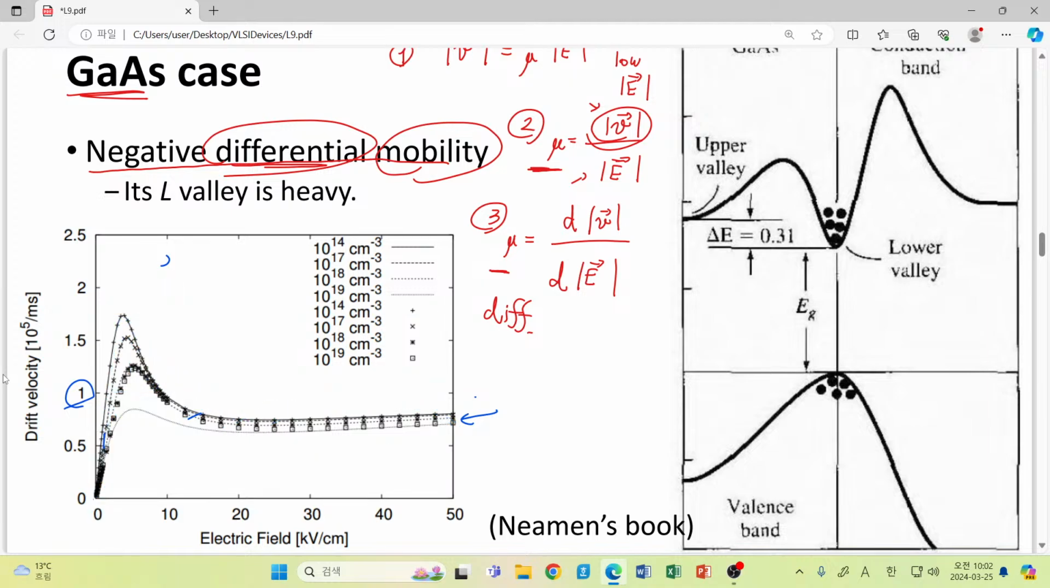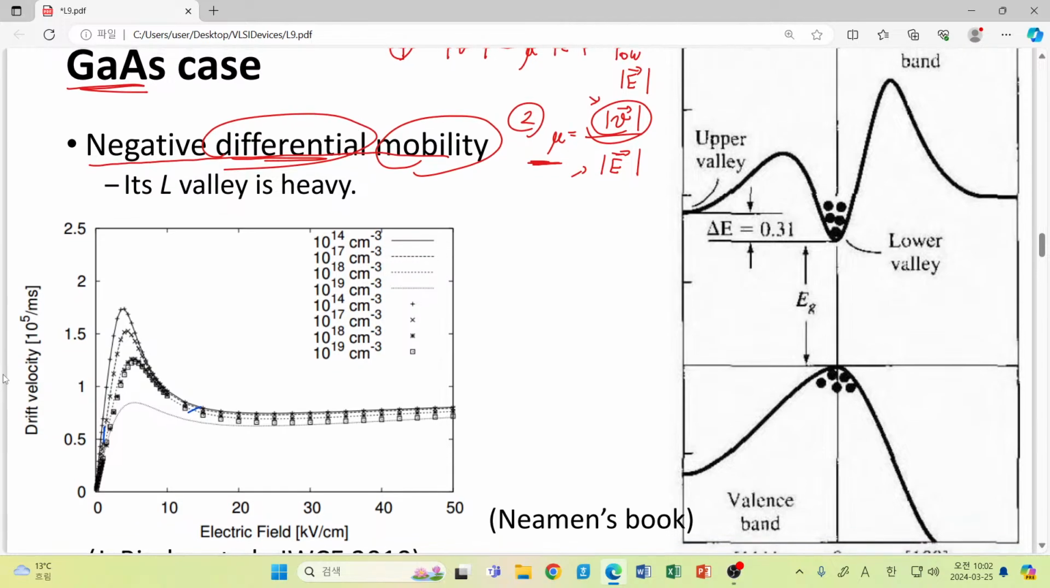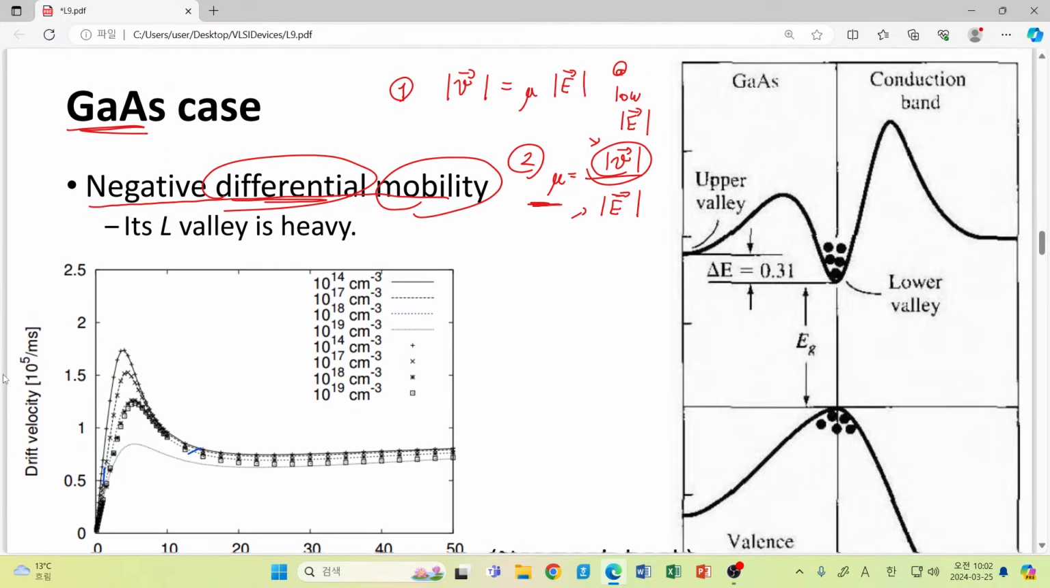This is quite interesting and not that easy to understand from our current discussion, and it can be understood by showing this band structure. And this is a band structure of our gallium arsenide material. Of course, this is the valence band, and this is the conduction band of gallium arsenide material. And where can you find the lowest energy level? You can find the lowest energy level here.